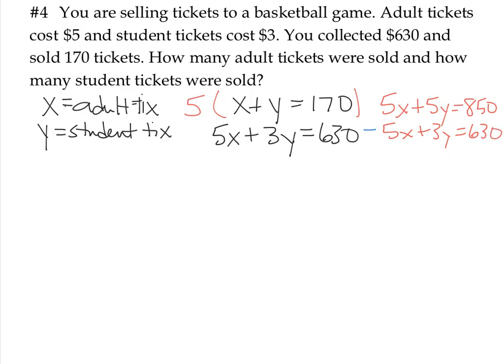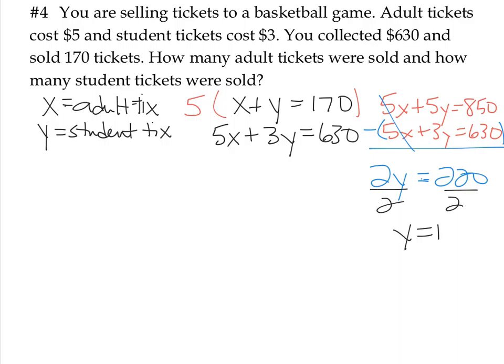And now I need to subtract these equations, right? I want to get the 5x minus 5x to cancel out. 5y minus 3y is 2y equals 850 minus 630 is 220. So now if I divide by 2 on both sides, I'm going to get y equals 110. Now I can figure out what x is. I'm going to use the first equation because it's got x plus y, no coefficients in front of either one, so that should be relatively easy to plug into. So I'm going to get x plus 110 for my y equals 170. And if I subtract 110 on both sides, I'll get x equals 60.